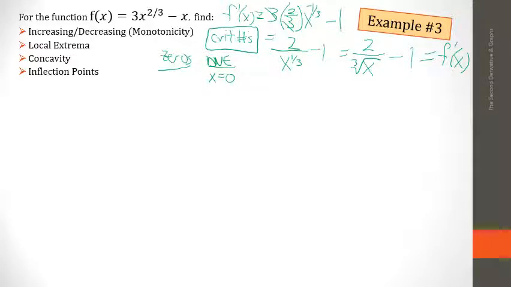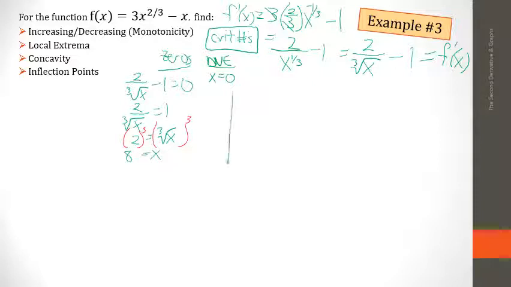And then our zeros: we have 2 over the cube root of x minus 1 equals 0. And we get 2 over the cube root of x equals 1. So we get 2 equals the cube root of x. Cube each side to get rid of the cube root, and we get x equals 8. So we have x equals 0 and x equals 8. I don't know if that's going to fit, so let's do our chart over here.